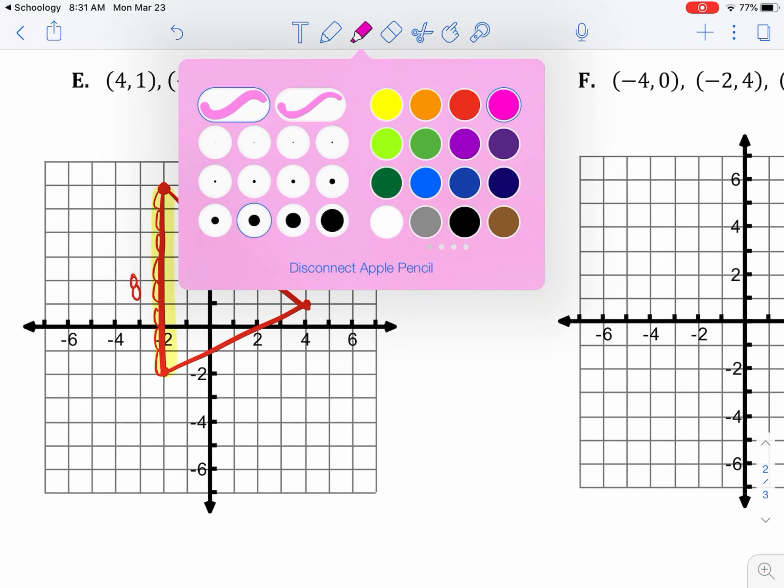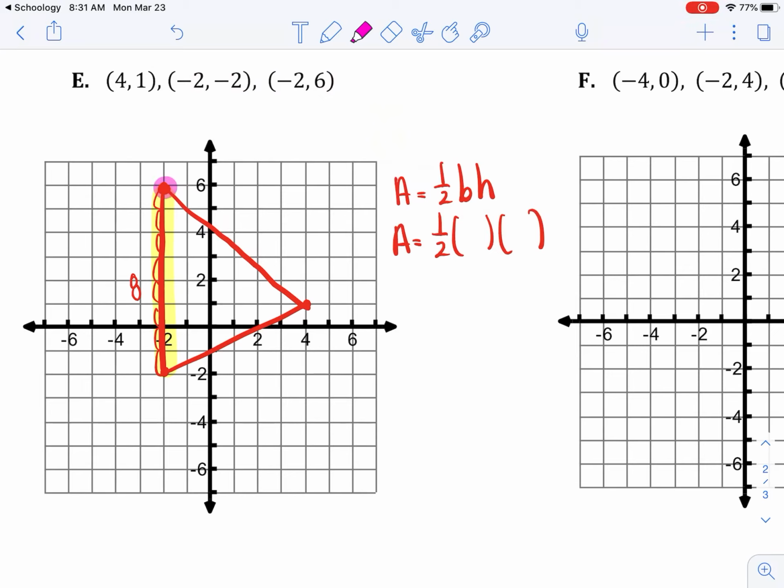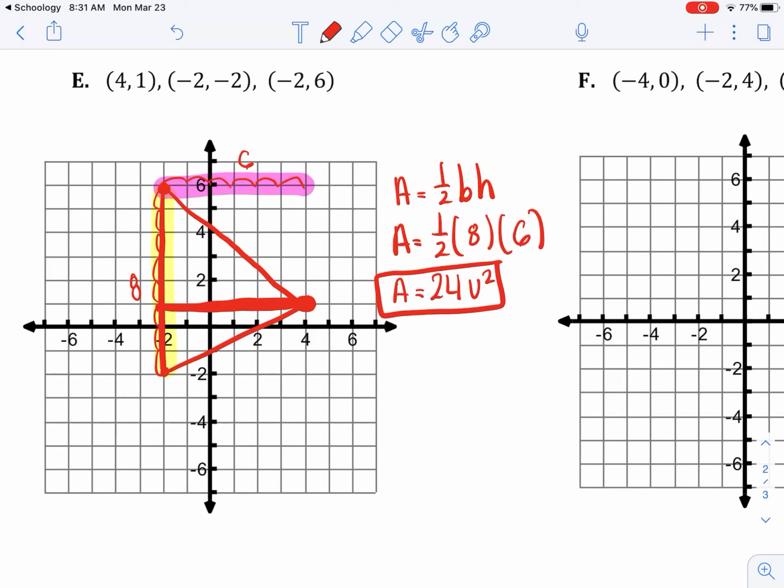Now I need my height. Remember, my height is perpendicular to this, and now I'm looking for a horizontal, right? So I can go to any point and then see how high that triangle would be. If you turn your iPad, you can see that that can be considered the height, or you can go from this point right here and drop it to your base. But notice those have the same length. 1, 2, 3, 4, 5, 6. So my height is 6, my base is 8. Therefore, I get my area is 24 units squared.